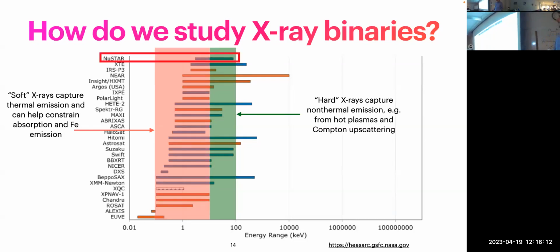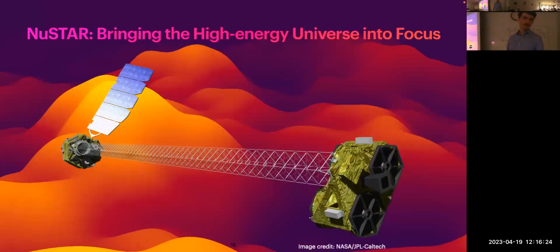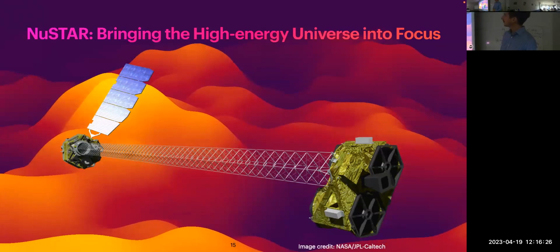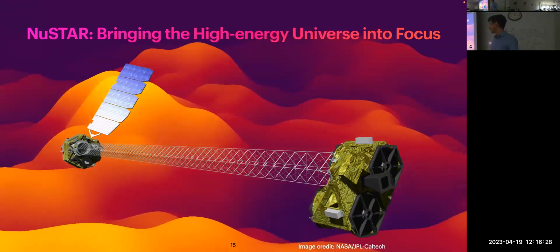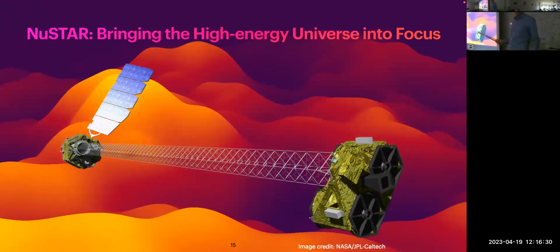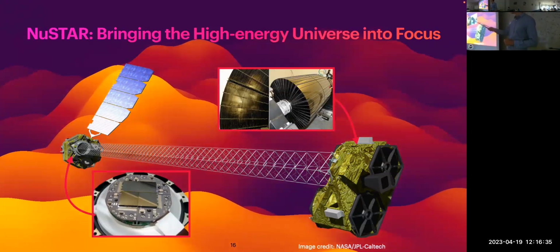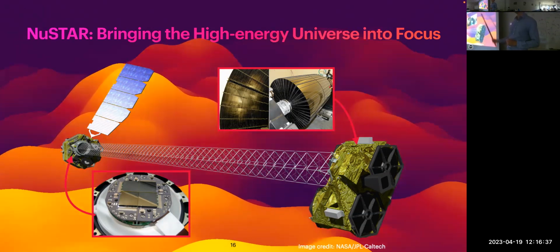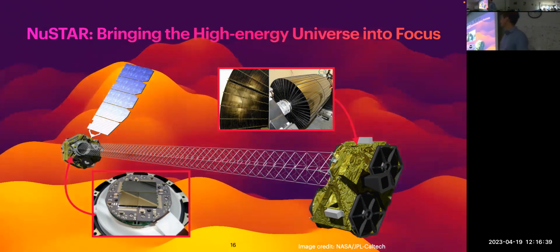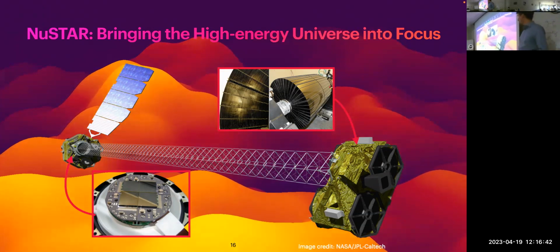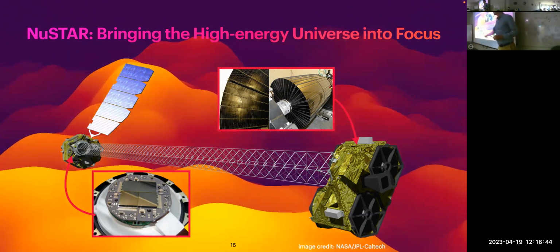And so I'm going to specifically be talking about work done with NuSTAR, which is a hard X-ray telescope that extends its range somewhat into the soft band as well. And it does this by combining low incidence angle scattering optics with semiconductor detectors, and a focal length of about 10 meters, right?